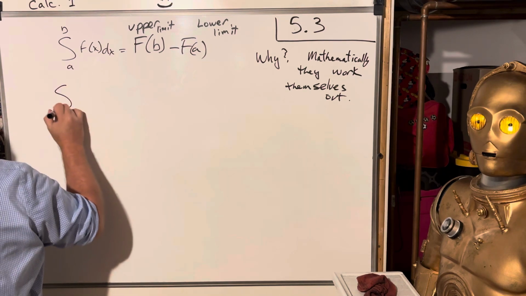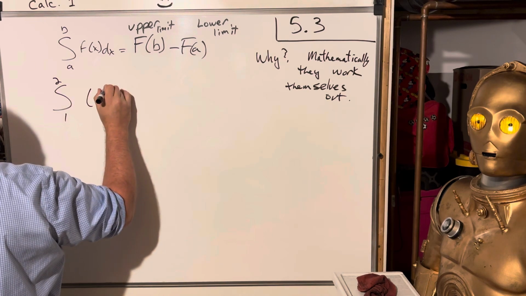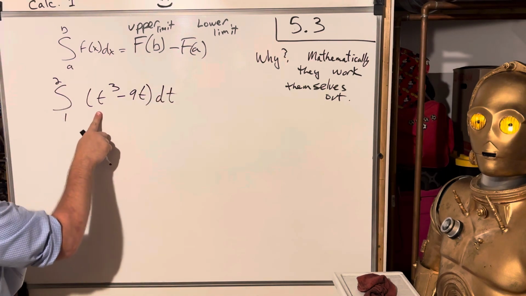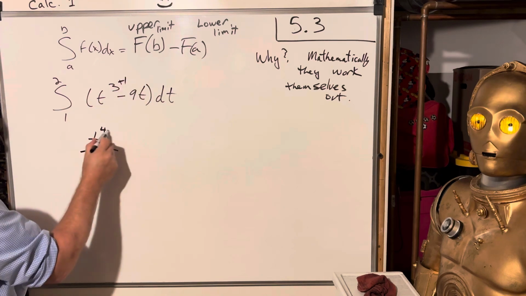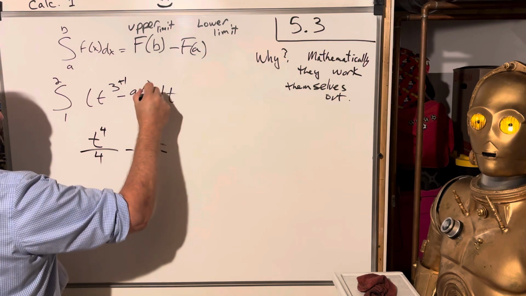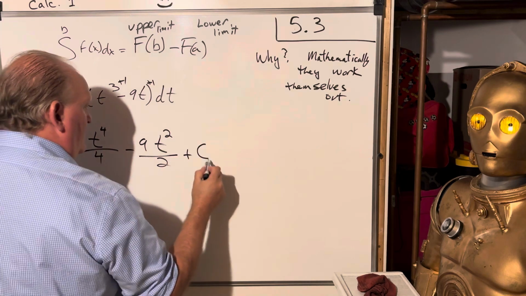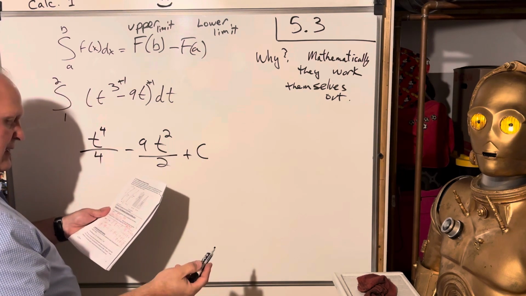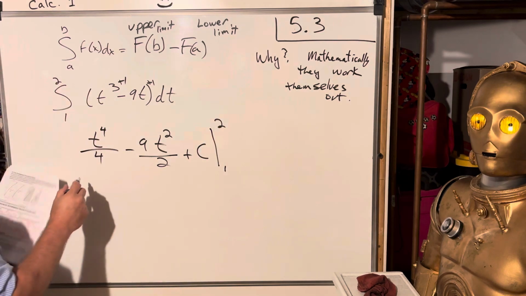We've got the integral from 1 to 2 of t cubed minus 9t dt. So we do the integration, that is t to the 4th over 4. Remember, we add 1 and then divide by whatever power we have there. Add 1, that's t squared, divided by 2. And then we say plus c. But now this is a definite integral, so we're going from 1 to 2. So we do the upper minus the lower.